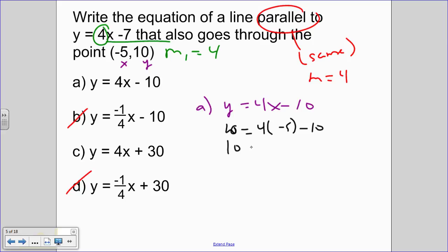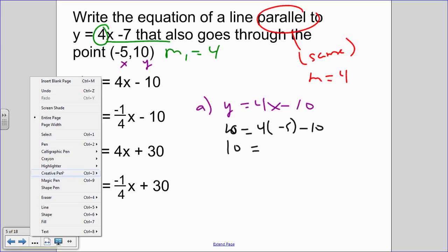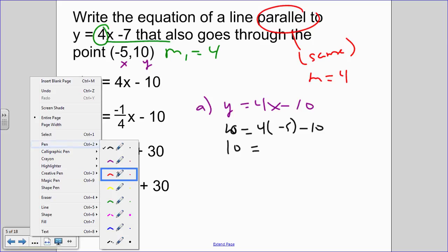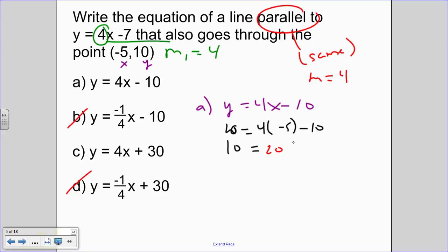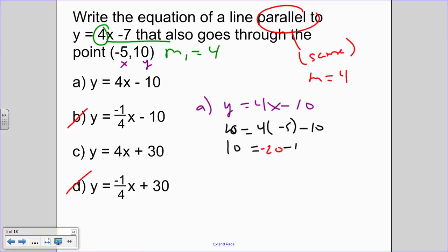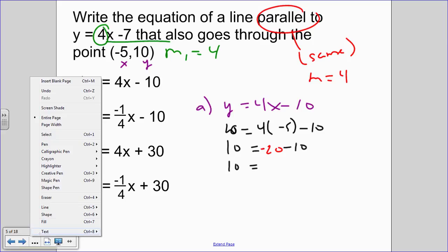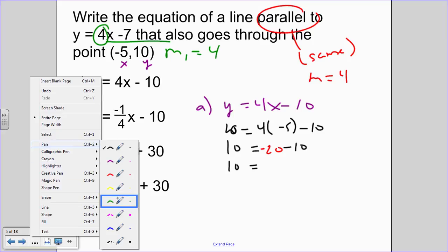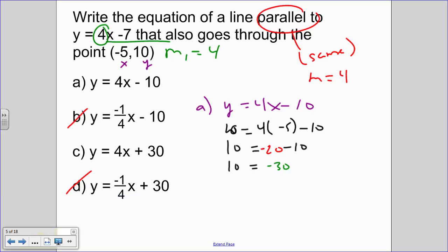Bring down the left side. Carry out our order of operations. So 4 times -5 is going to give us -20. Bring down the -10 portion. All right, bring down the left side and the equal sign. Now -20 minus 10 is going to give us -30. And as you can see, both sides do not match. So it's not going to be A either. That leaves us with only C.